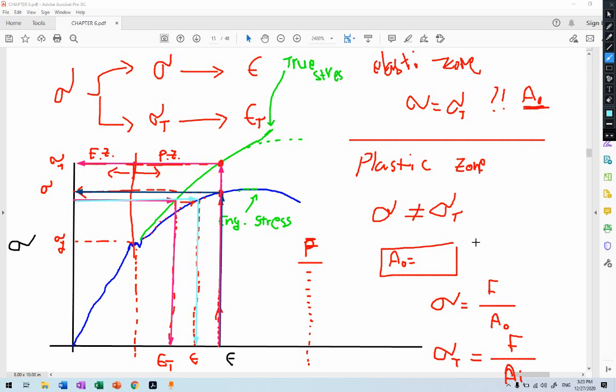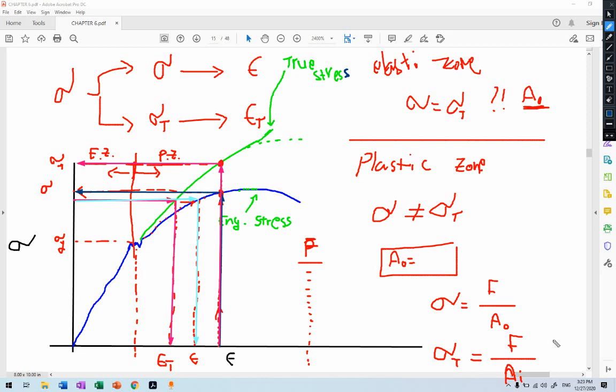So when we draw the curve, we draw engineering stress, which is based on the A0. If I give you data, a force, and you have the initial area, you'll be able to draw this curve for me. But you will not be able to draw the true stress curve, remember. You'll not be able to draw the true stress curve.